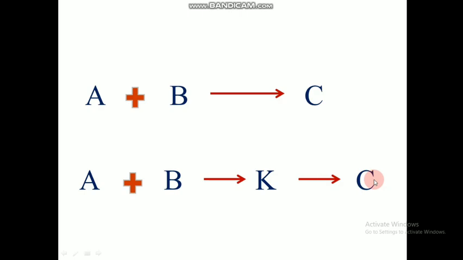reactions as the same. But in the case of path function, it is different because it considers the intermediate state also, or it considers the path that was followed. So this is the difference between state function and path function. And in thermodynamics, we are concerned about the state function rather than the path function.